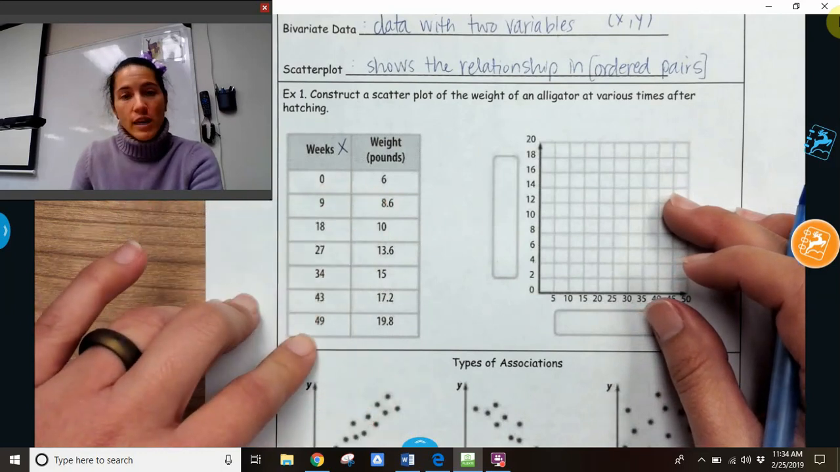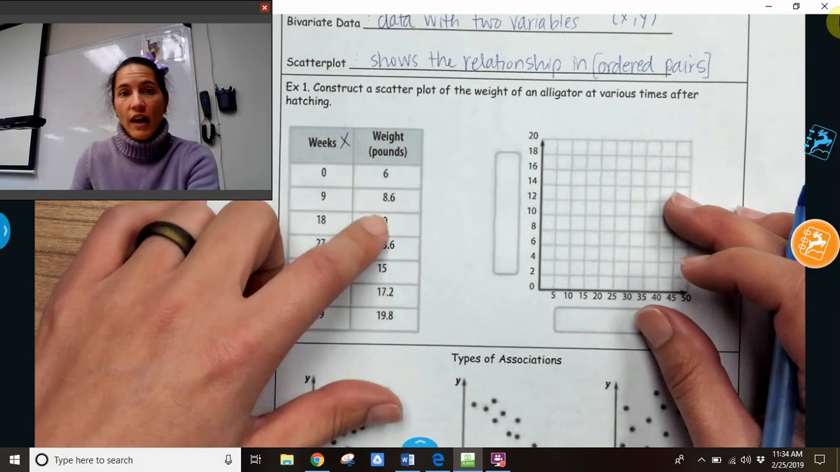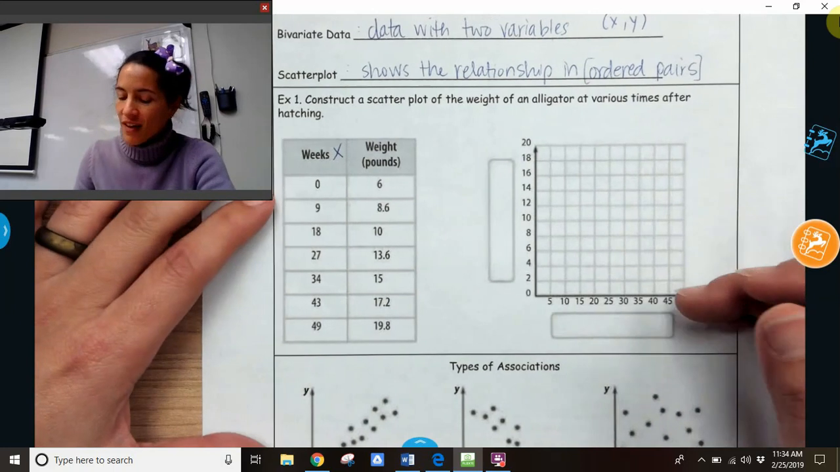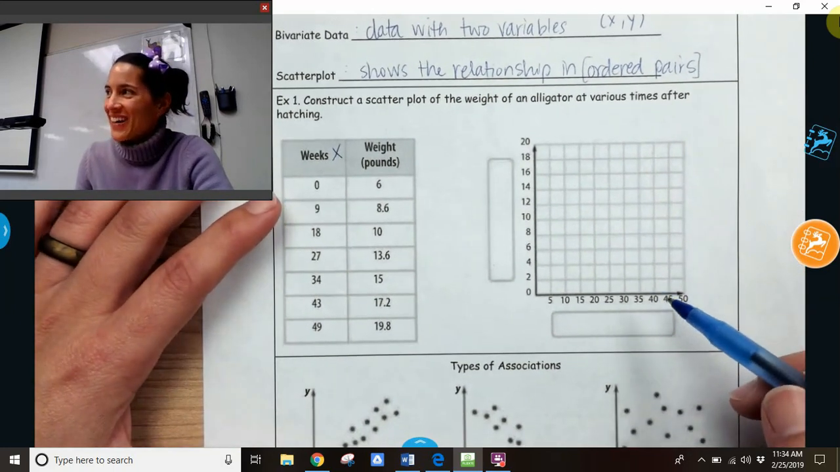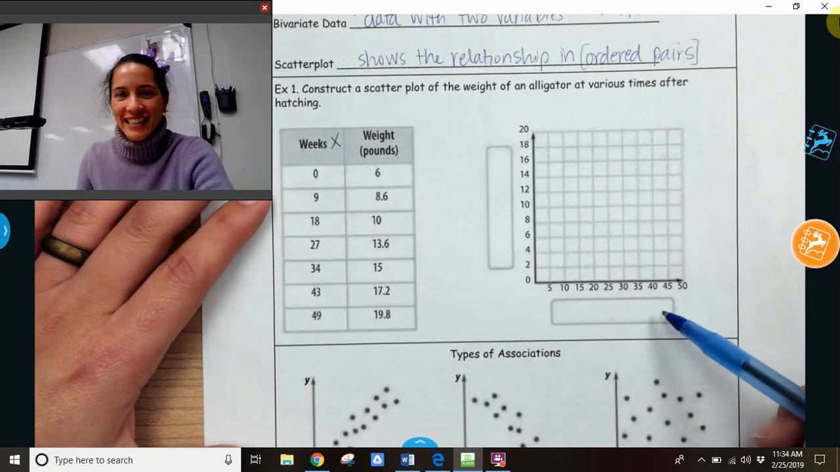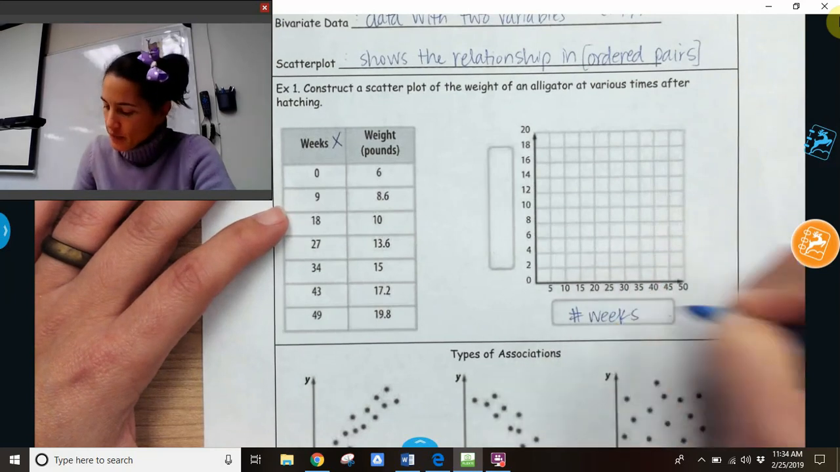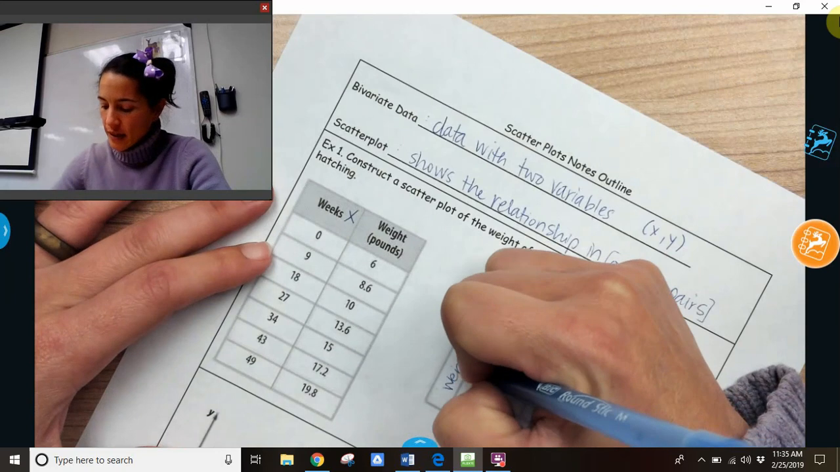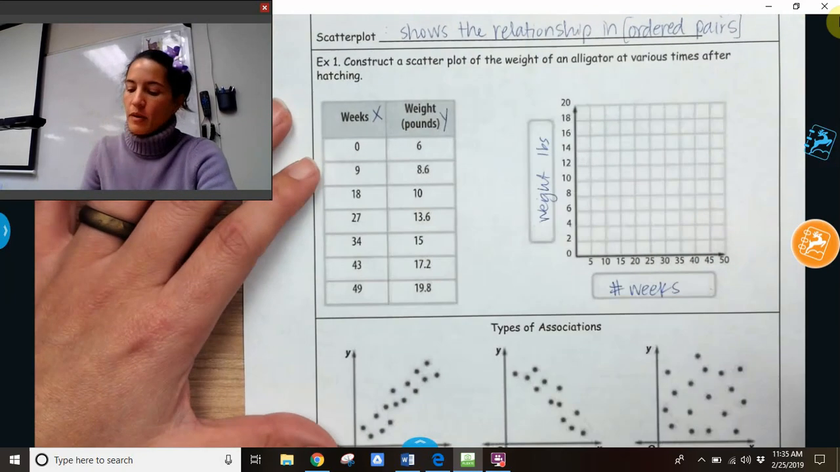And then after the weeks of hatching, you would think, okay, well, the alligator should grow and gain weight, which is exactly what's going to happen. So to construct a scatter plot, we need to label our axes. So our x-axis is the number of weeks. And our y-axis is going to be our weight in pounds. And that's our y variable.